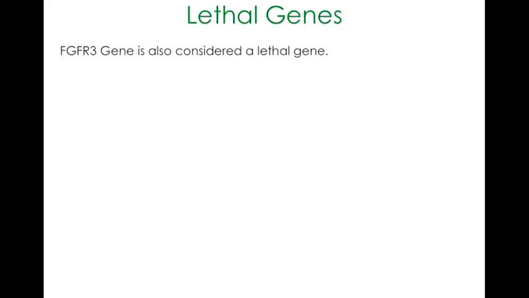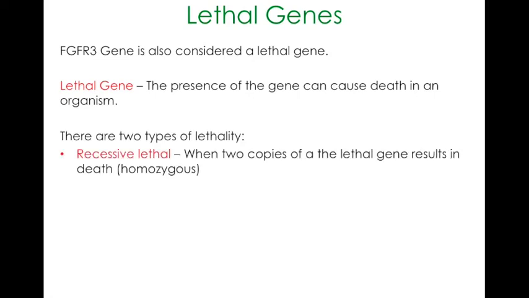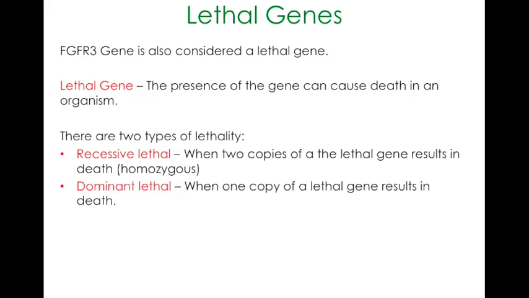Achondroplasia, or the FGFR3 gene, is also considered what we call a lethal gene, where the presence of one or multiple alleles of that gene results in the death of an organism. Yeah, it results in the person or the organism dying. Now, there are two types of lethality, okay? You can have a recessive lethal, where you need two copies of it to result in the death, or you can have a dominant lethal, where one copy of the gene results in the death. Now, the achondroplasia is a recessive lethal because you need two copies of it.